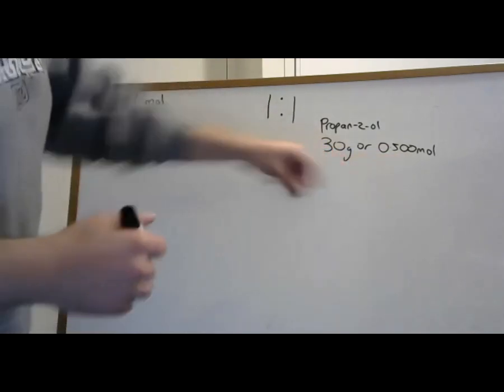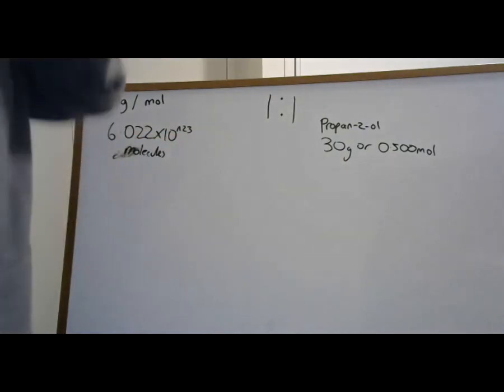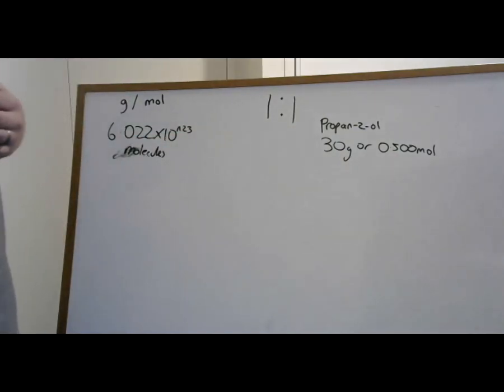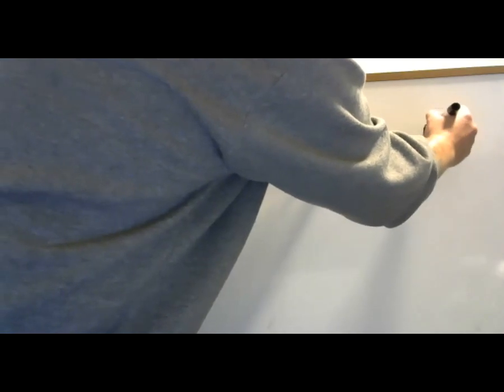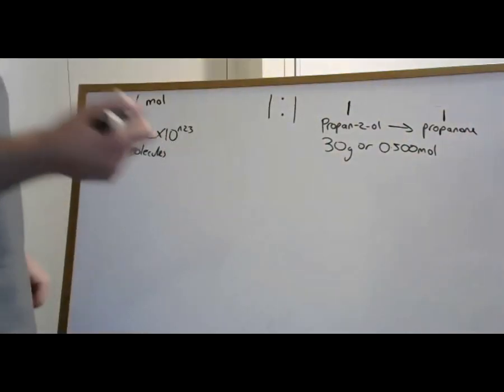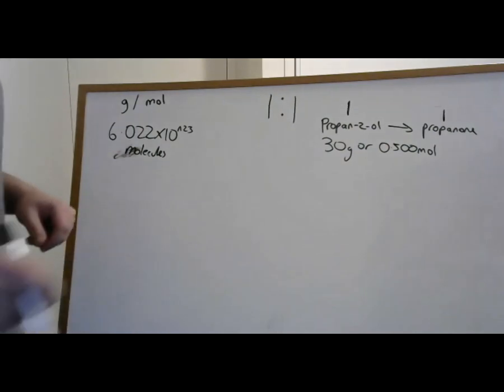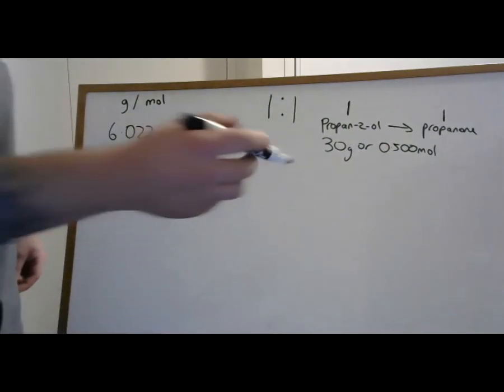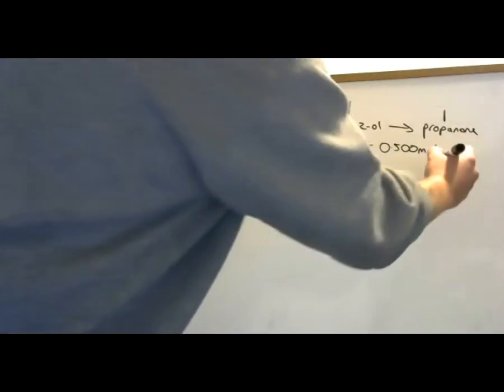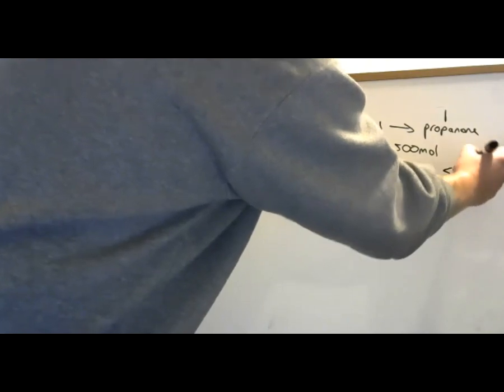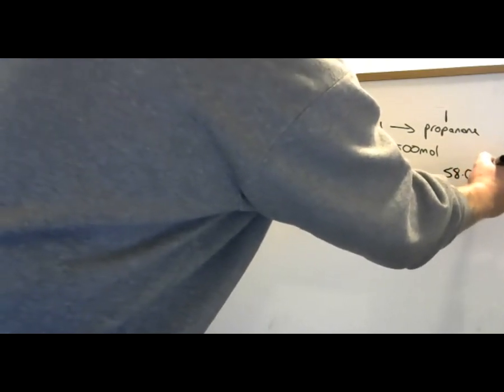So remember, 1 plus 1 should equal 2. And we know that when we have one of these propan-2-ol, we get 1 propanone. So 1 to 1. The molar mass of propan-2-ol is 60. The molar mass of propanone is 58.09 grams per mole.